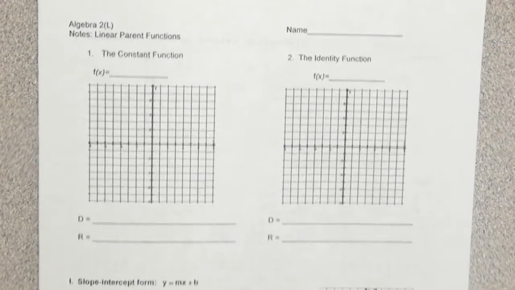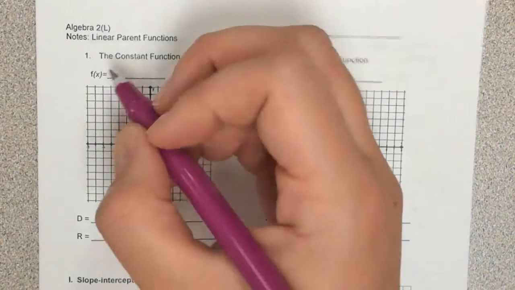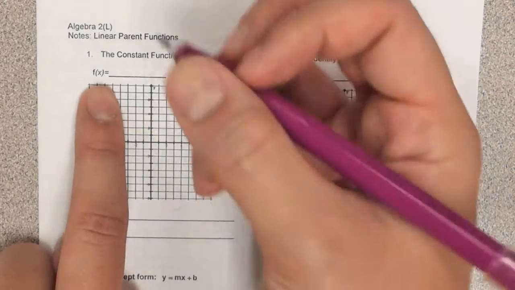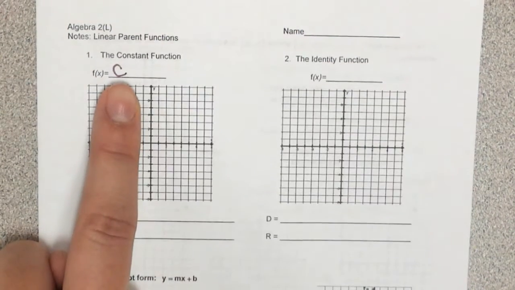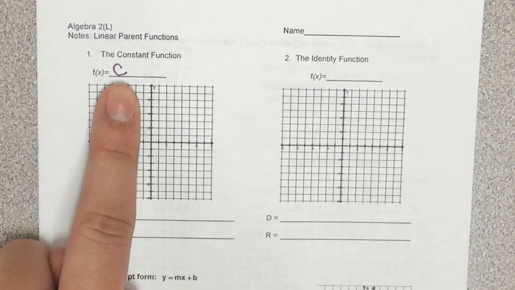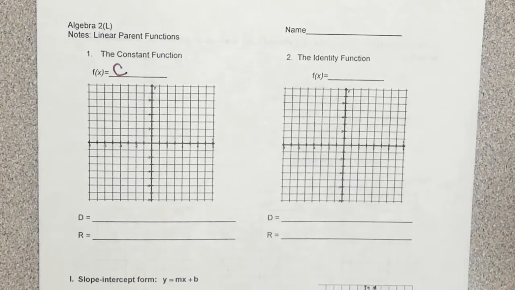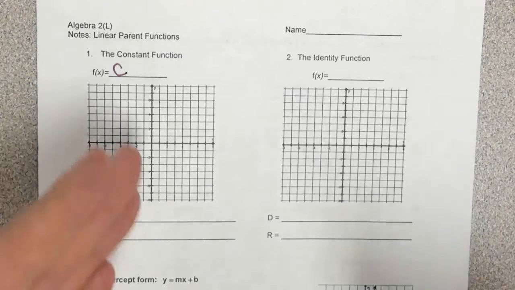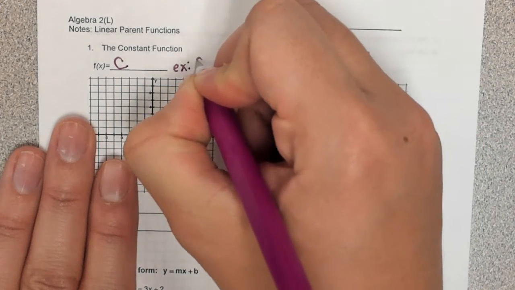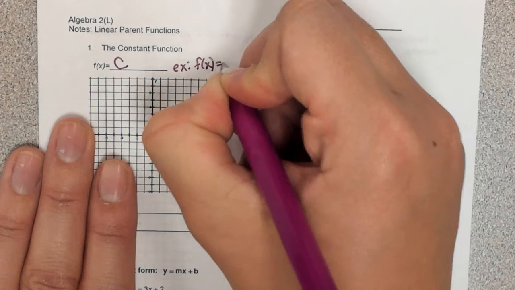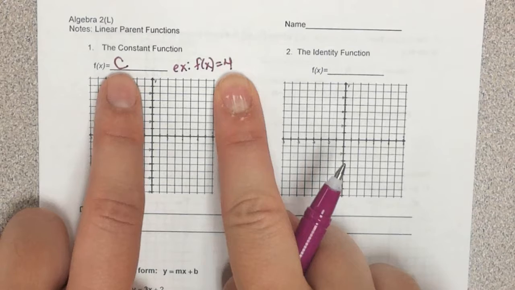So a constant could be like 4, -8, could be 2/3. For our purposes, we're going to write f of x, which means the function of x, is equal to c. And c is going to stand for any constant. That could be 4, 8, -2, could change. But to put it on the graph, we're going to make an example. So for example, we're going to have f of x equals 4. I'm just giving c a number for this. I'm just saying it's 4.